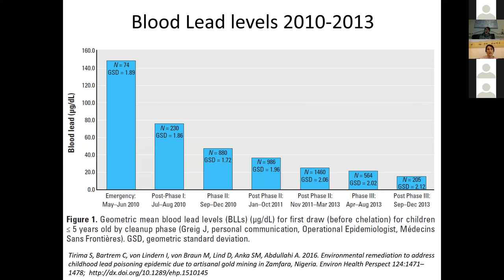And what we see is that from 2010 to 2013, geometric mean blood lead levels decreased by almost an order of magnitude. And this reflects, again, the fact that they're no longer being exposed to as much lead in their environments as the contaminated soil is being moved out of those homes.